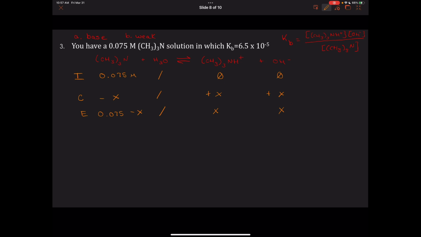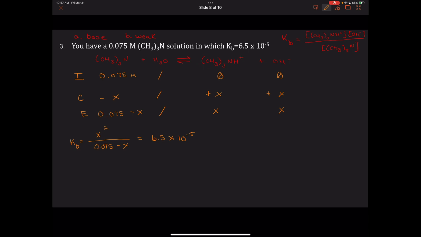So we've got to take that equilibrium line and plug it into our K expression. So I've got X for my conjugate acid. I have X for my hydroxide. X times X gives me X squared. On the bottom, I have my base concentration, which is 0.075 minus X. And that equals our K. We were told that Kb equals 6.5 times 10 to the negative fifth.